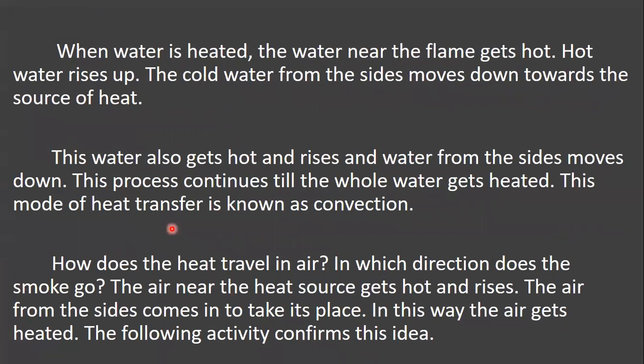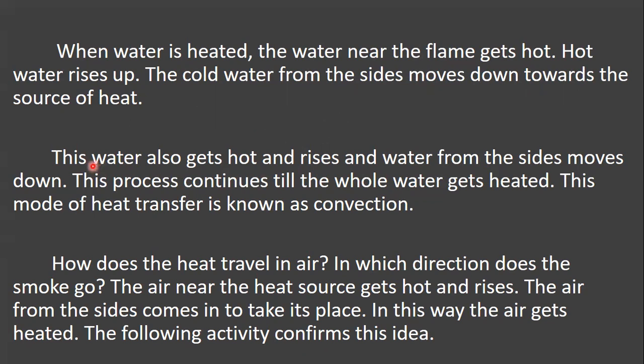when water is heated, children, the water near the flame gets hot, and then the hot water rises up. The cold water from the sides moves down towards the source of heat. See, children, when the water is heated in the beaker, the water near the flame first gets hot, and then the hot water rises up. The cold water from the sides of the beaker moves down towards the source of heat. This water also gets hot and rises, and the water from the sides moves down.